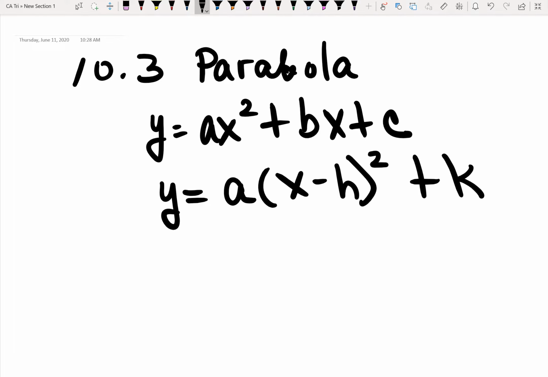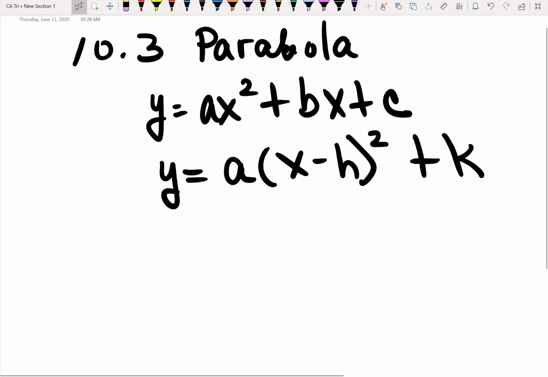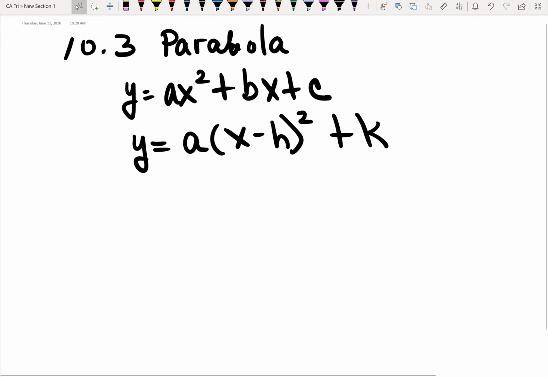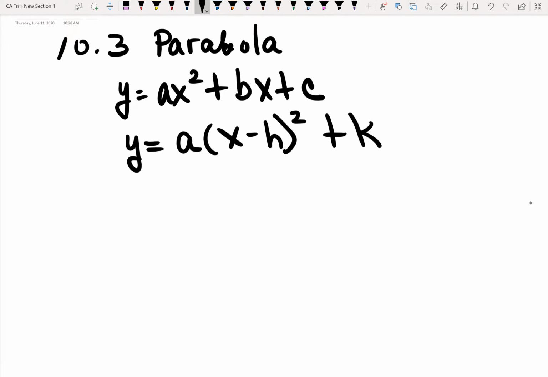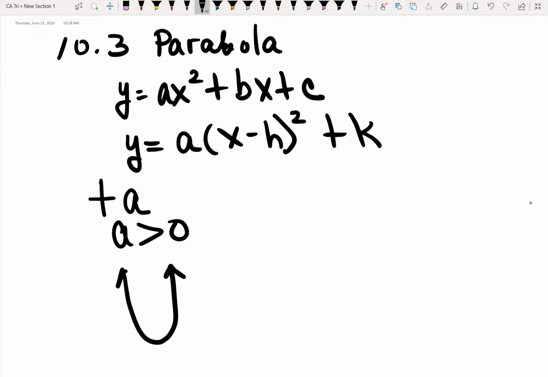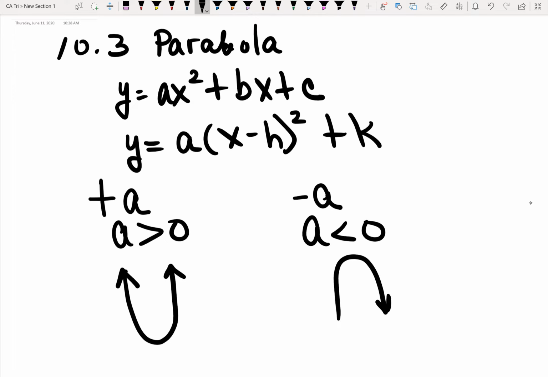Now, what I want to bring to your attention is that when we draw a parabola, we have two shapes. We either have a positive, meaning a is greater than 0, and our parabola faces up. The second scenario is if a is negative, in which case a is less than 0, and the parabola faces down.